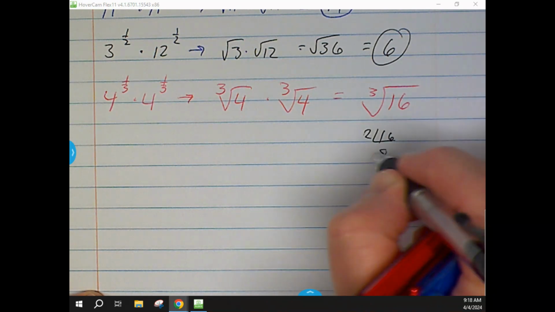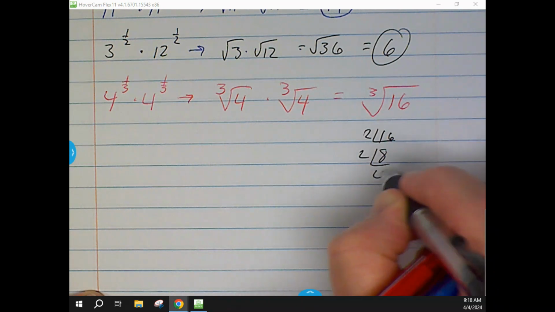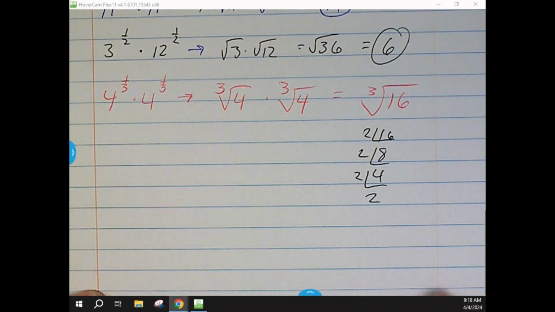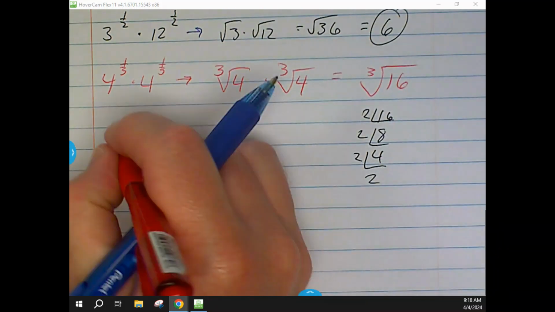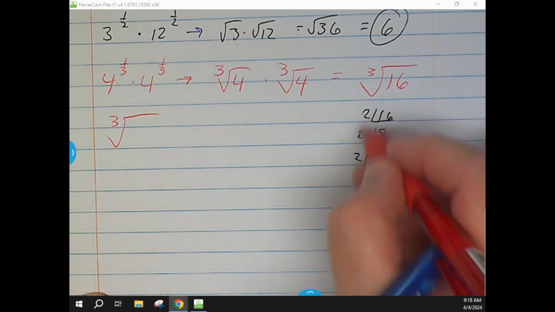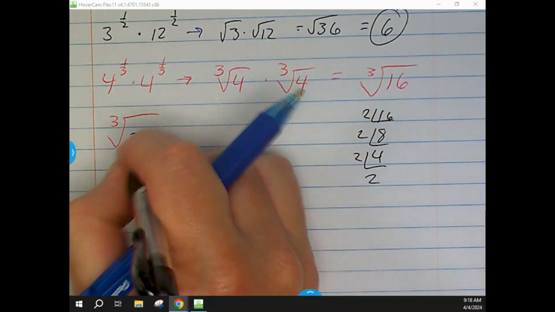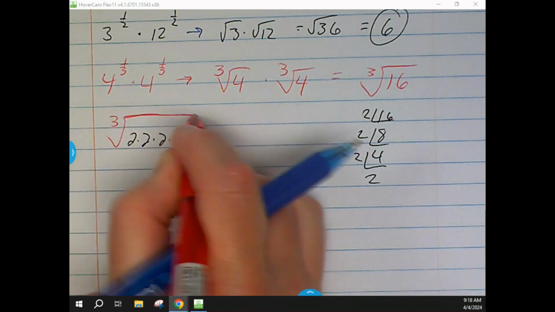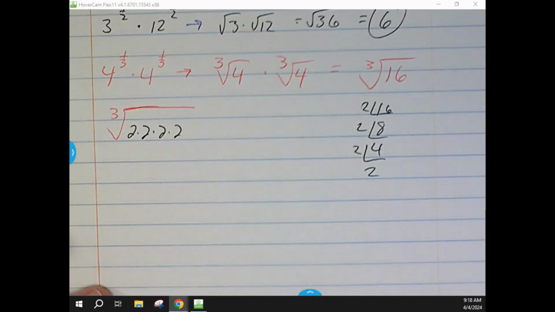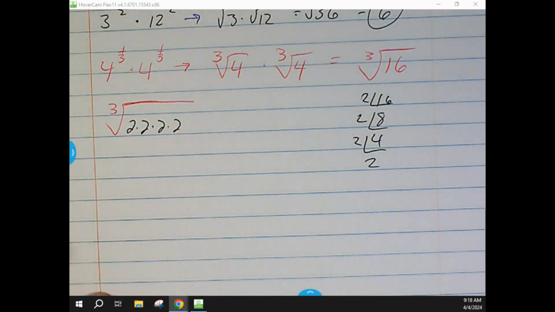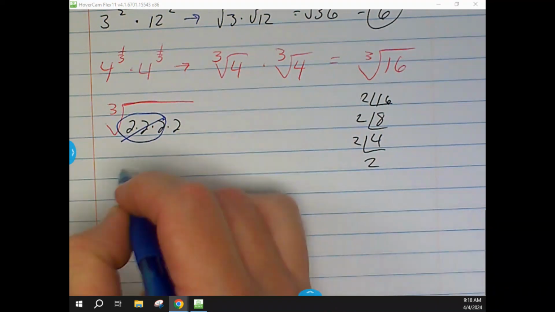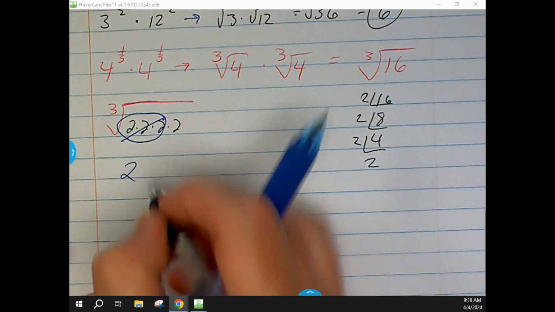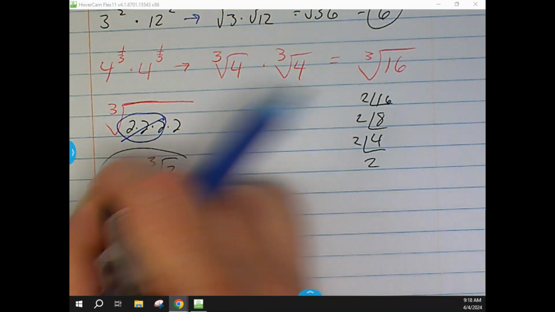16 is 2 times 8. 8 is 2 times 4. And 4 is 2 times 2. So it's the cube root of 2 times 2 times 2 times 2. All right. And again, because we got all the 2's lined up there, third root means we need 3 of a kind. There's our 3 2's there, so that 2 will get out. That 2 doesn't have any other buddies, so he stays stuck on the inside. So then it's 2 times third root of 2.